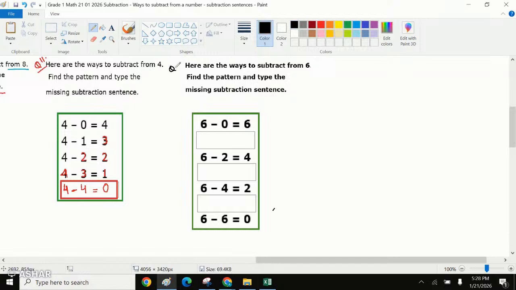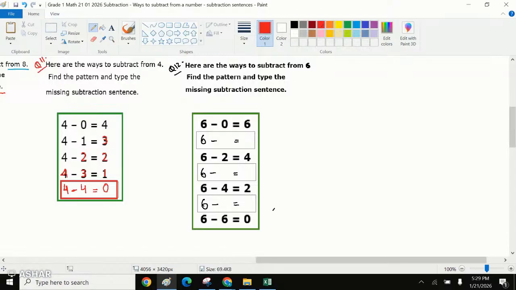So this would be our question number 12. And we are subtracting from 6. So the first statement we have is 6 minus 0. Then this should be 6 minus another number is equals to an answer. This should be 6 minus a number should be equals to an answer. 6 minus a number should be equals to another answer, right? This should be equals to a value, right?